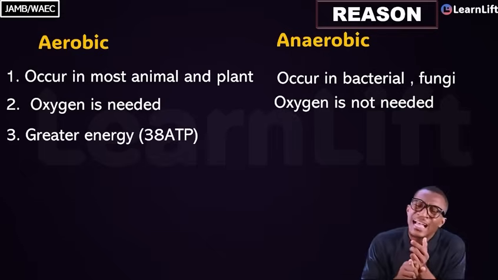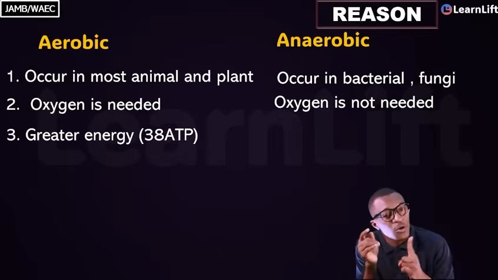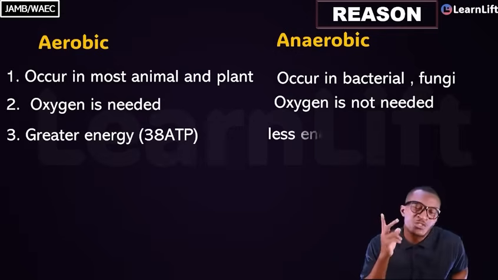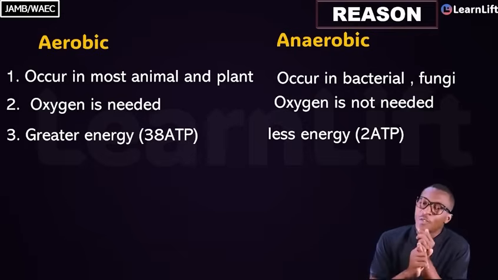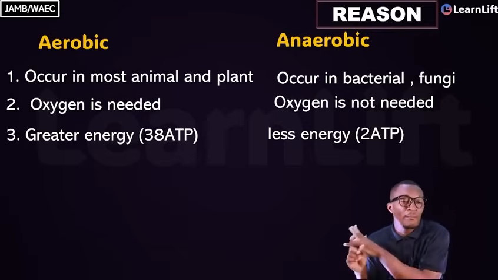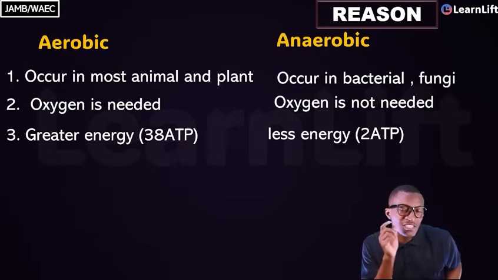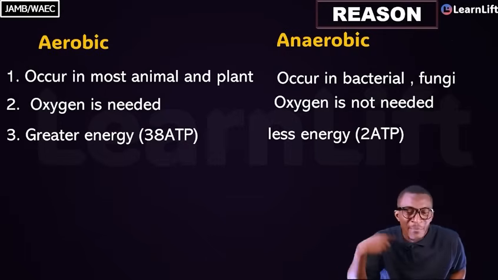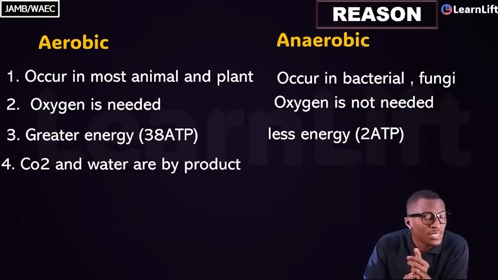Number 3, greater amount of what? ATP. We said they have greater amount of energy. Aerobic has 38 ATP, while anaerobic has just less amount of energy, that's 2 ATP. Are you seeing that? Number 1, this one occurs in animals, this one occurs in bacteria. This one, oxygen is needed, oxygen is not needed. Greater amount of what? Energy. Write all these things somewhere and be calling them every day. And number 4, what's the byproduct of aerobic? CO2 and water are the byproduct.